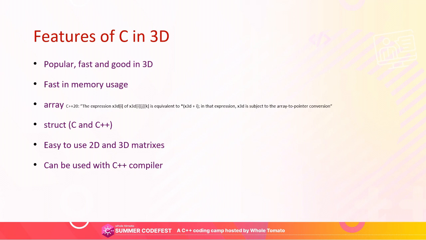The C language is a subset of C++. So before C++, let's look at the features of C in 3D. C is a very popular language in the world, and it is fast and good in 3D. It's very fast in memory usage and CPU, and arrays and structs are very powerful in this language. It is easy to use with 2D and 3D matrices.